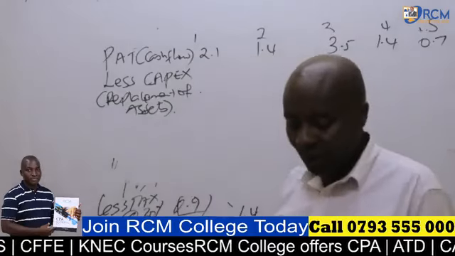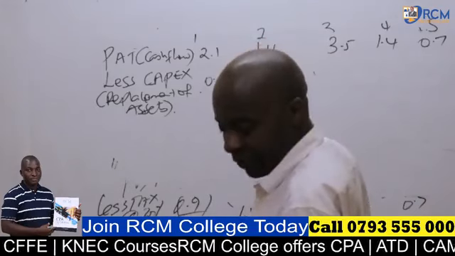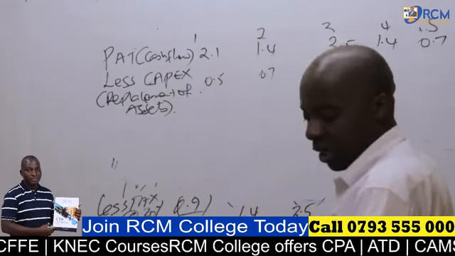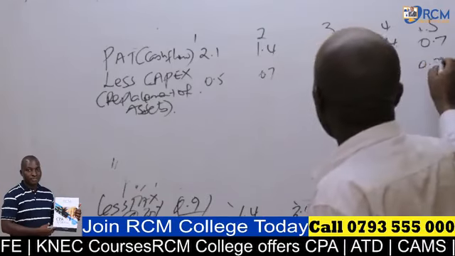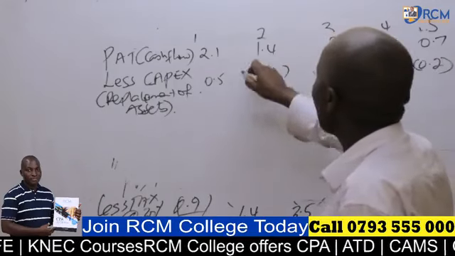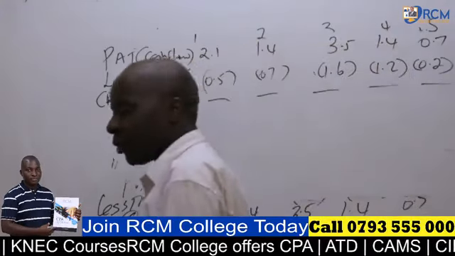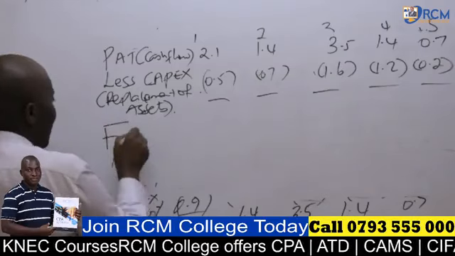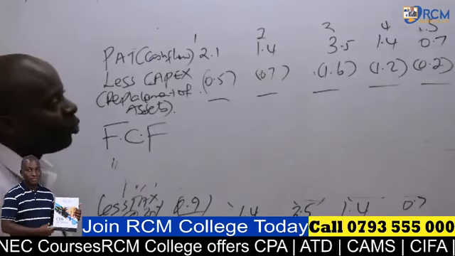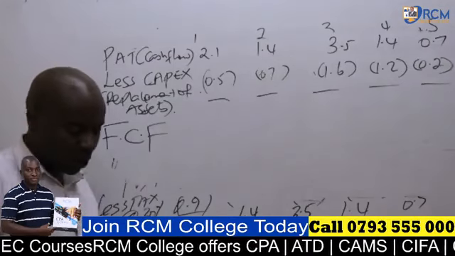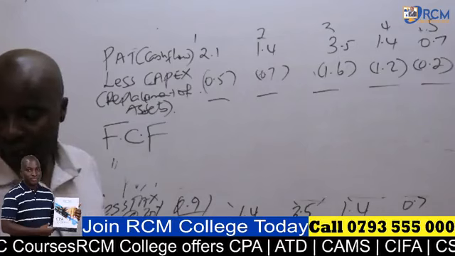Replacement of assets, year 1, they have given us a figure. Acceptable investment project costs, we have 0.5, 0.7, 1.6. After this, we have 1.2, and then we have 0.20, like that. Now you subtract these ones for you to be able to give us what we call the free cash flows, which you shall be using for purpose of valuation. There's a good student here who has been able to give me all the figures.